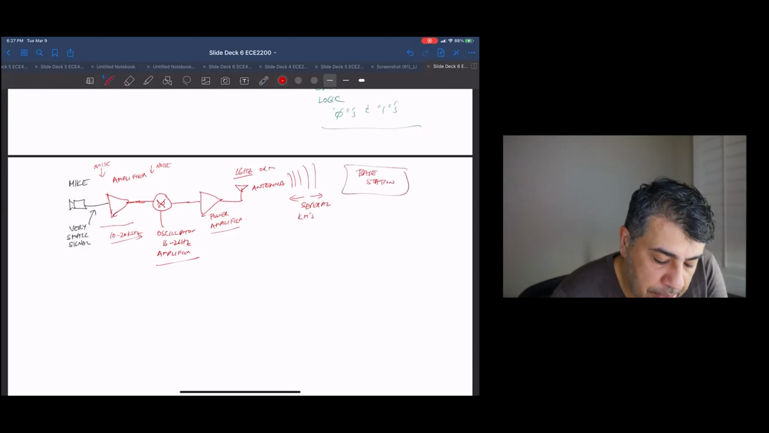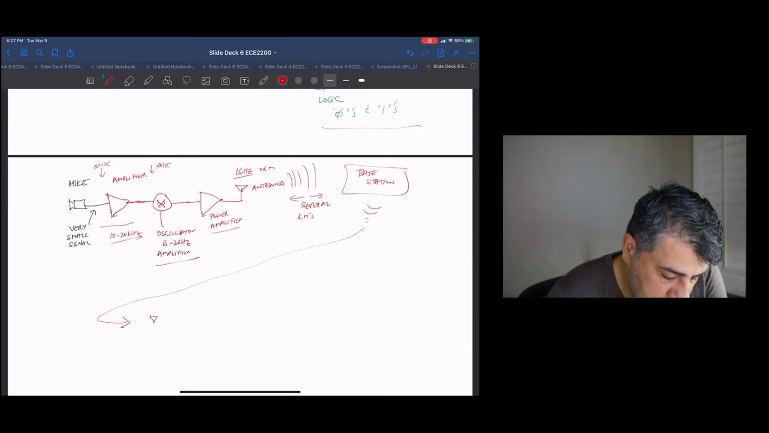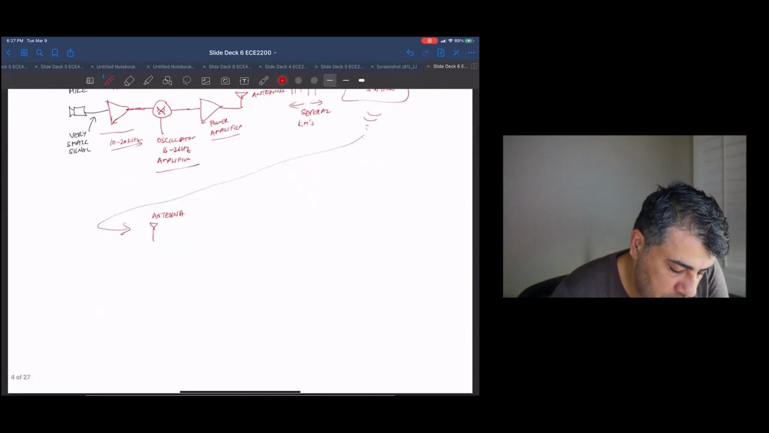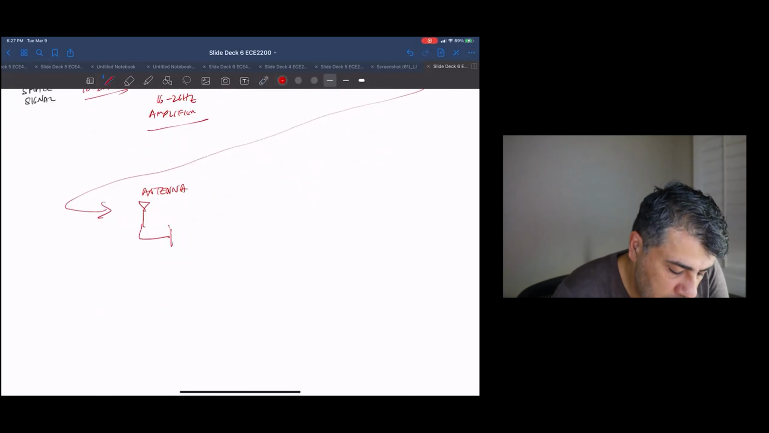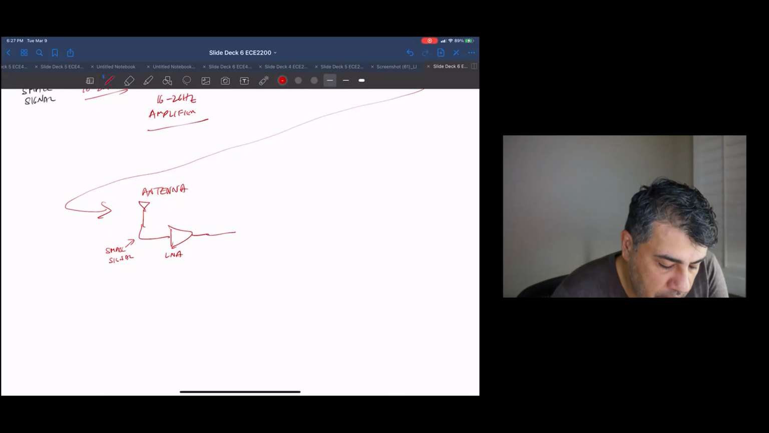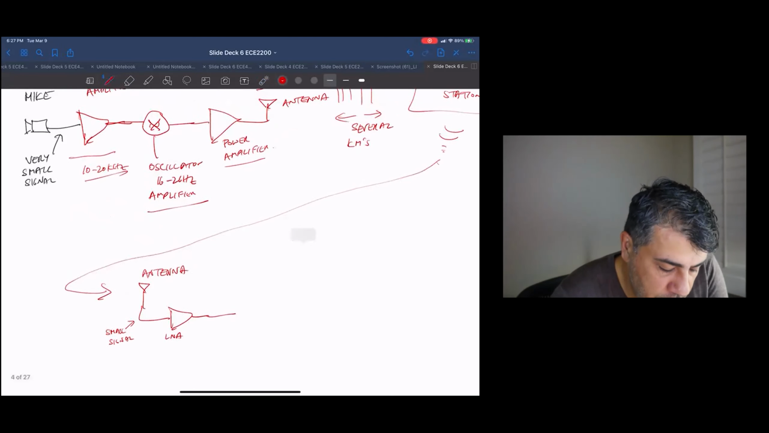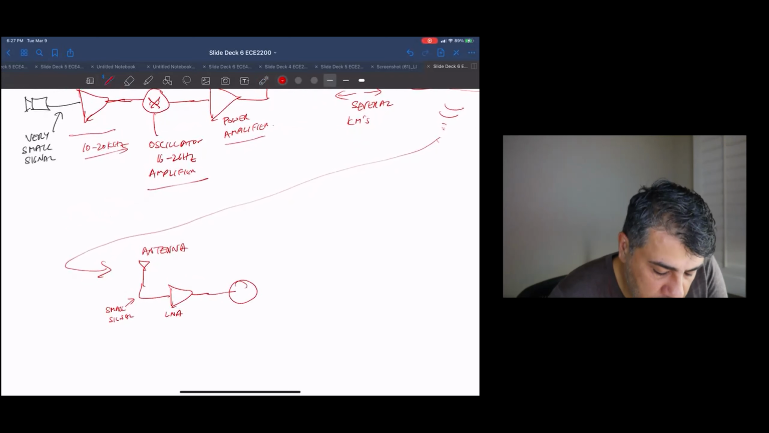Okay, and then from the base station to your receiver, if I was going to draw the receiver part of your circuit, you have an antenna to receive your signal. You need a low noise amplifier. Again, you have a very small signal here, or can have a very small signal if you're far away from the base station. You have a low noise amplifier to crank it up over the noise. Then you need to down convert it, again mixing it with an oscillator.